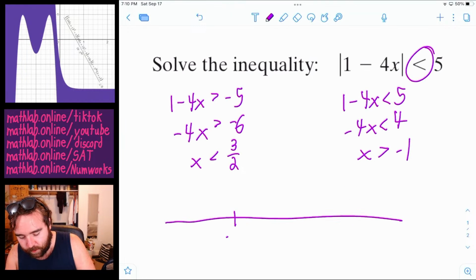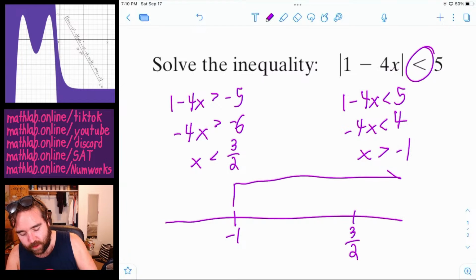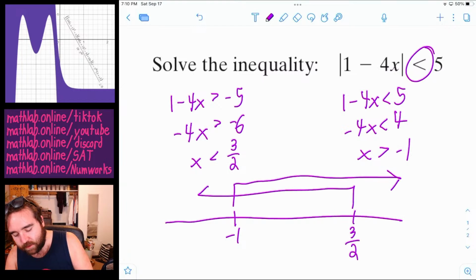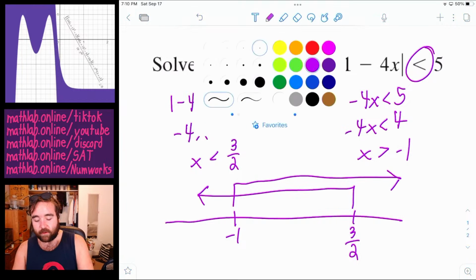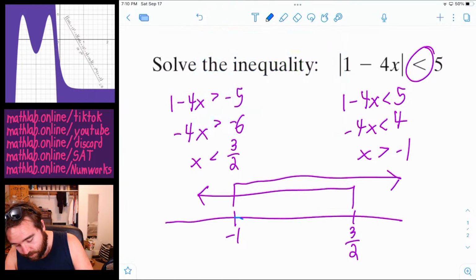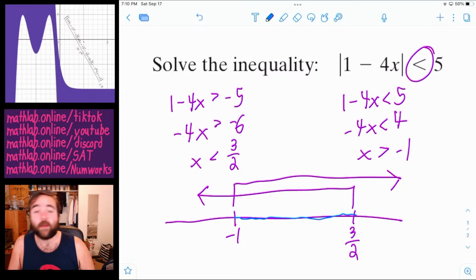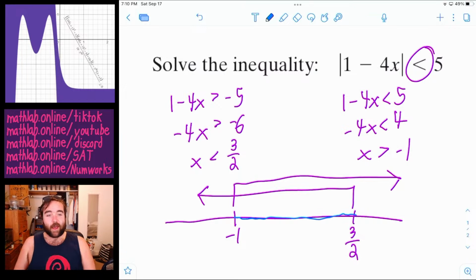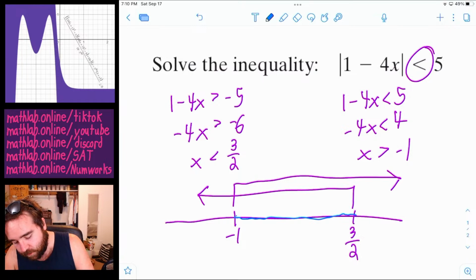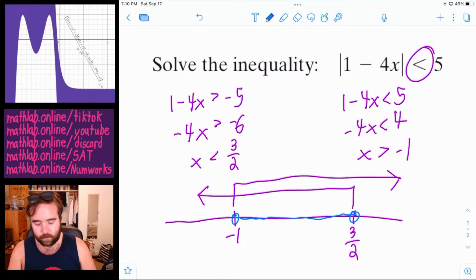So when we put it on a number line, we need it to be bigger than negative 1 and less than 3 halves. So what is our answer? Just right here in between those two numbers. And in this case, it's just less than, it's not equal to. So we've got our open dots.